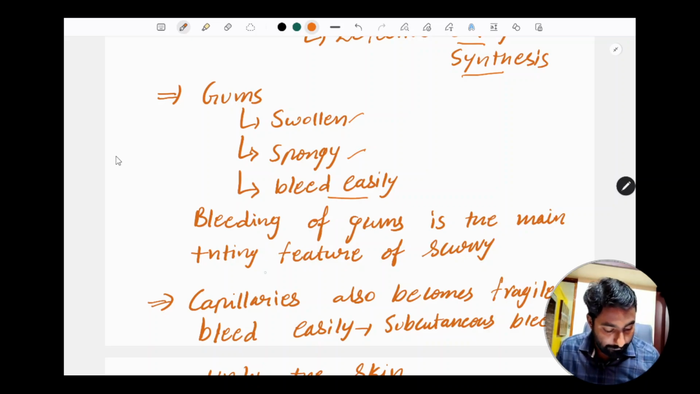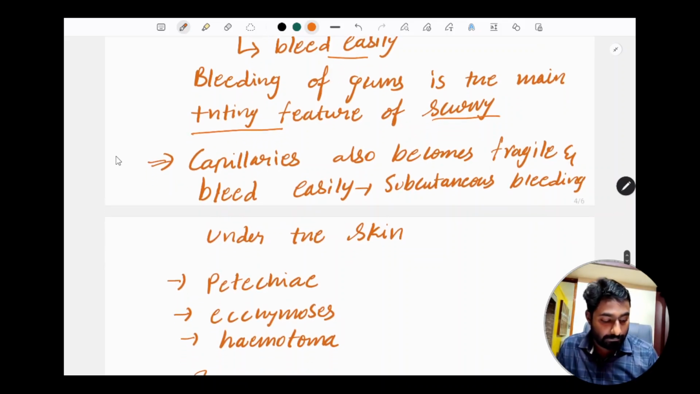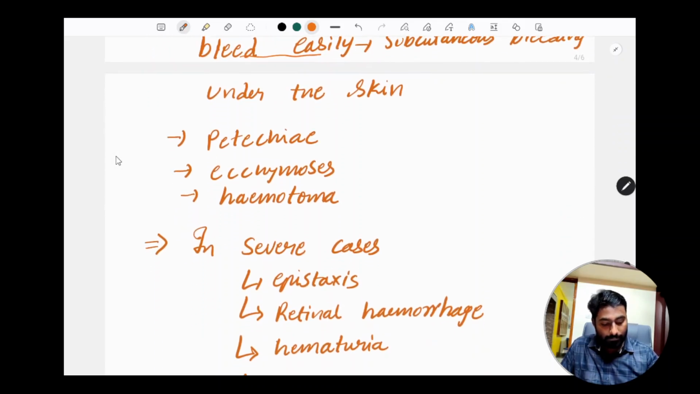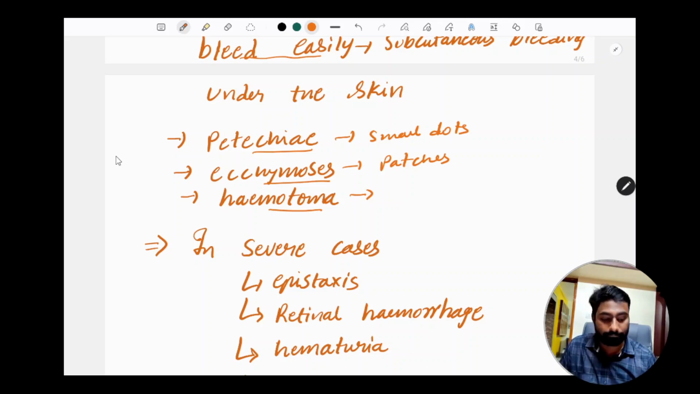Bleeding of gums is the main presenting feature of scurvy. Capillaries also become fragile and bleed easily. Subcutaneous bleeding under the skin is either petechia, ecchymosis, or hematoma. Petechiae are like small dots. Ecchymosis is patches. Hematoma is a much larger flow of blood under the subcutaneous skin.